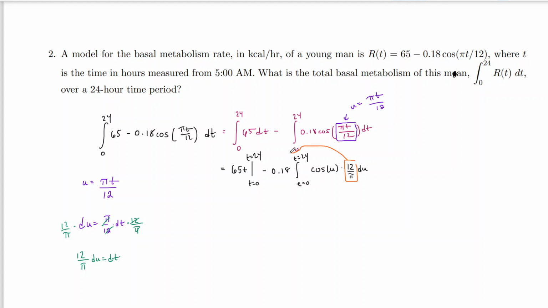But I'm going to go ahead and first move this 12 over pi out just to make my life a little easier. Now in the front here, this is just t values. There's no substitution in this front one. So we have 65. And then we want to plug in t equals 24 minus t equals 0. Actually, let me go ahead and spell that out in 2 steps here, because this is going to be useful going forward. If we plug in 24, we have 65 times 24 minus 65, plug in 0.